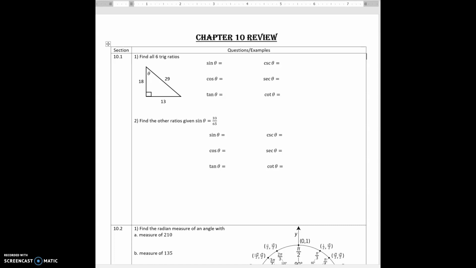So the first section is 10.1, where we had to find all 6 ratios. So just a quick reminder that you are using the SOHCAHTOA. So sine of theta. So first step is just labeling what you have. So across from the angle you're looking at is your opposite. The one touching is your adjacent. And across from the right angle is your hypotenuse.